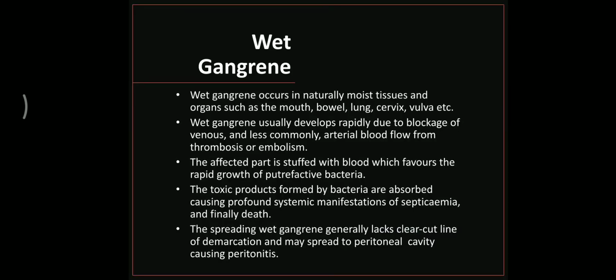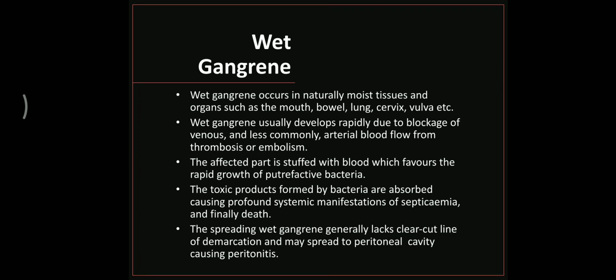Wet gangrene mostly occurs in moist tissues and organs like the mouth, bowel, lung, and cervix. Wet gangrene usually develops rapidly because of blockage in a vein, and sometimes blockage in an artery, because of thrombosis and embolism. The affected part is stuffed with blood, which favors the rapid growth of putrefactive bacteria.